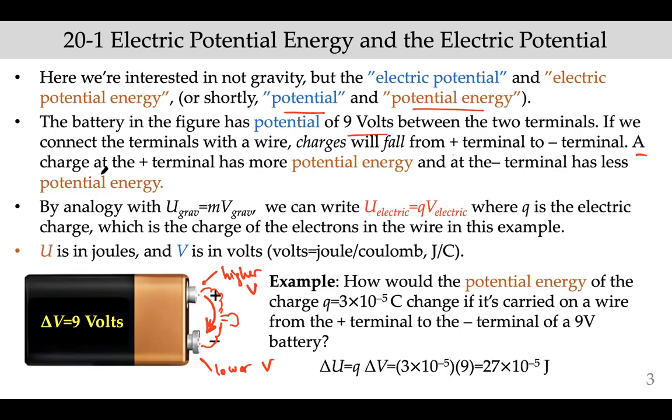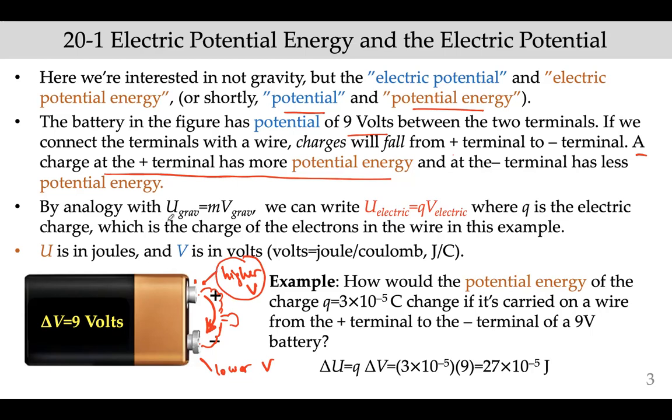So a charge at the positive terminal has more potential energy. Remember, there's a higher potential here, and if the charge is here, it has more potential energy. And at the minus terminal, it has less potential energy. So it goes from a higher potential place to a lower potential place by decreasing its potential energy.